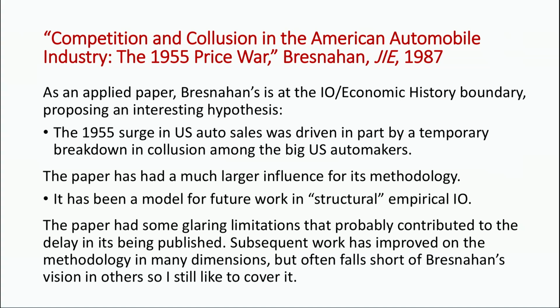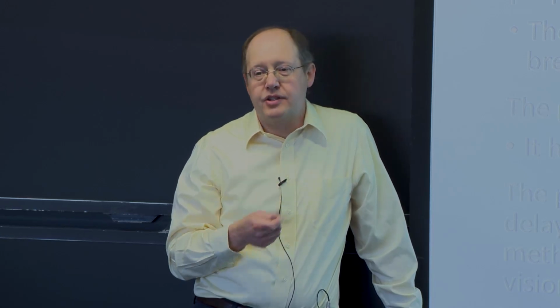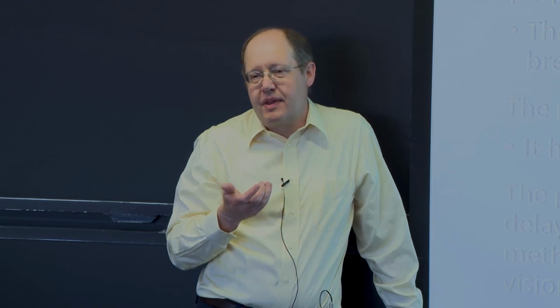And it has this interesting hypothesis, which is that the 1955 surge in auto sales was due to a breakdown in collusion. At the time, there were very few foreign cars sold in the United States. There were largely 3 American automakers. His hypothesis is that the 3 US automakers were colluding to set monopoly prices. And then in 1955, the collusion broke down. Prices dropped, many more cars were sold. Anyway, the firms got it figured out again in 1956, and prices went back up.